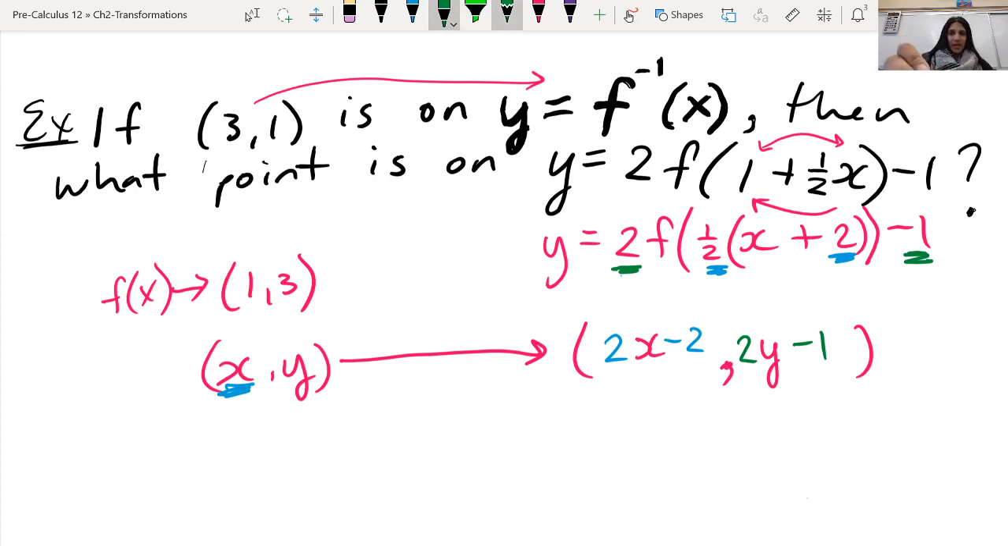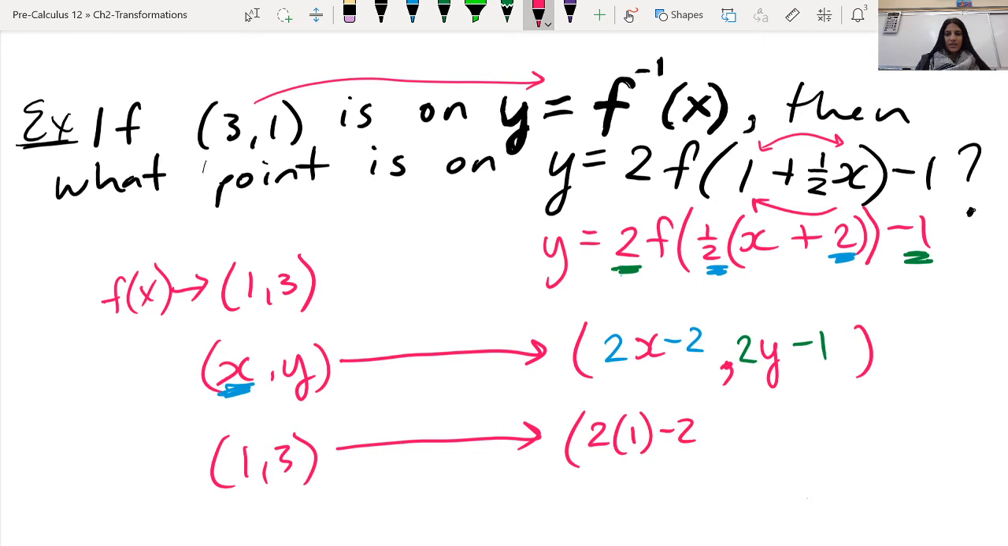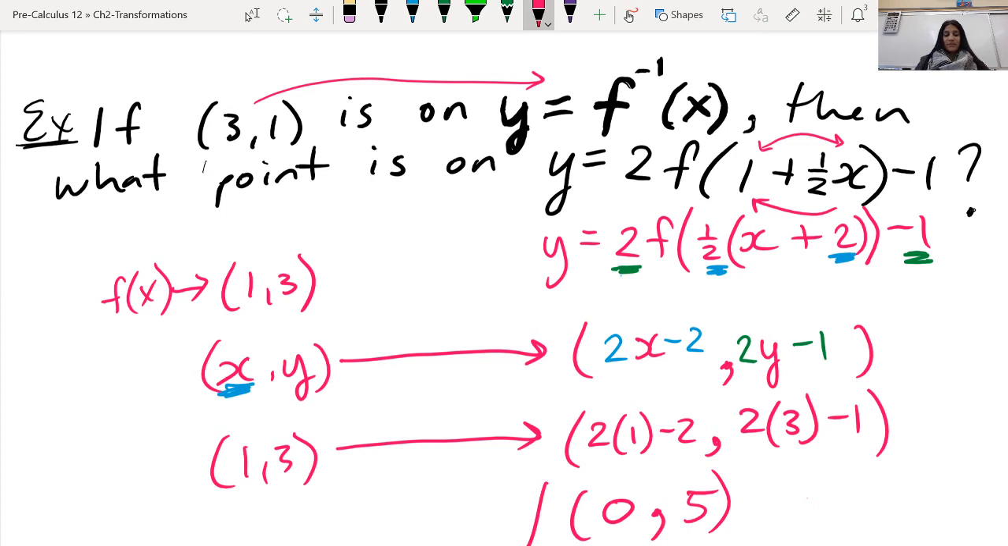So now that we know that, we can go back to the point we were working with. So it's not x, y, it's actually 1, 3. So then I know what I'm doing to the 1, 3. I'm doing 2 times 1 minus 2, and I'm doing 2 times 3 minus 1. I'm kind of flying through because I feel like at this point it's the same thing that we're doing, same thing as the last one. So when I go through this, I just get 2 minus 2. And when I go through this, I just get 6 minus 1. So my new point becomes 0, 5.